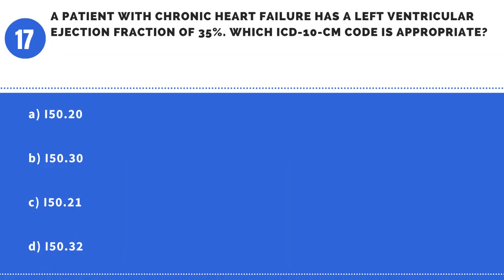Question 17. A patient with chronic heart failure has a left ventricular ejection fraction of 35%. Which ICD-10-CM code is appropriate? A. I50.20. B. I50.30. C. I50.21. D. I50.32.